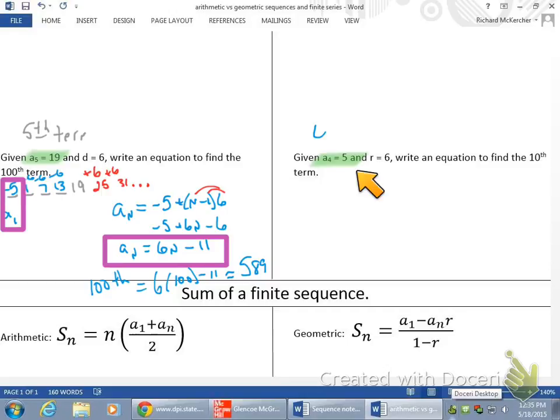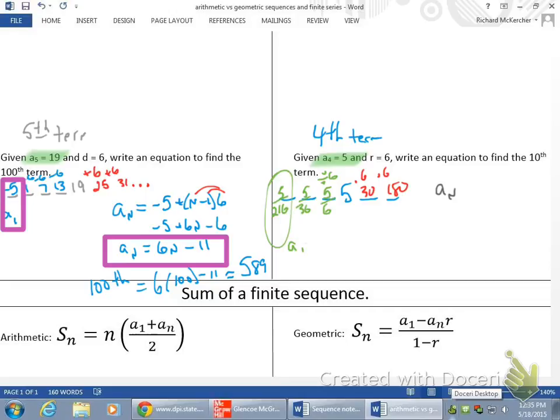Works exactly the same over here on a geometric. Notice if I give you the 4th term, if the term's close enough to the front, just work it backwards. This one has a common ratio of 6, so if I work it backwards by dividing by 6, I can figure out that A1. And once you know A1, you just use your formula. And of course, once you have a formula, it's easy just to plug in to find the 10th term, plug in a 10.